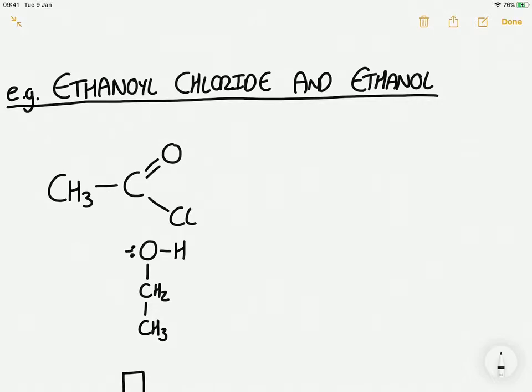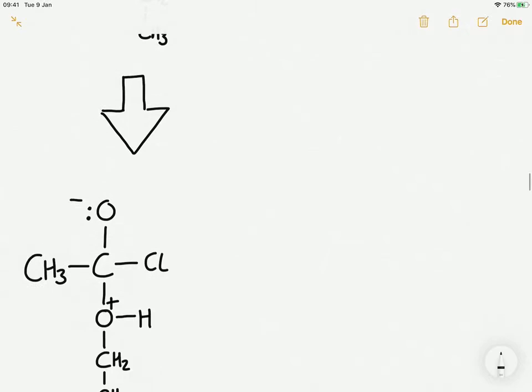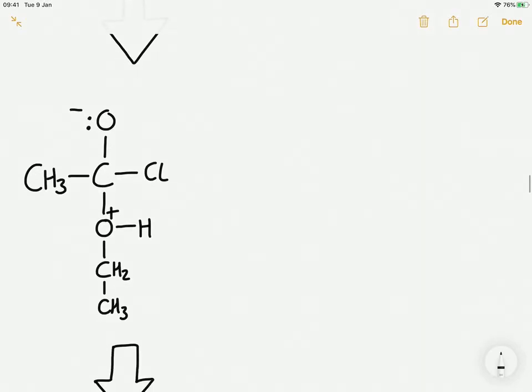So then, there we go, exactly the same as the previous 2 examples. Working downwards, here's your intermediate. It's starting to look a bit more complicated, but it's not really that bad, okay? We need to pause the video and draw on 3 more curly arrows.